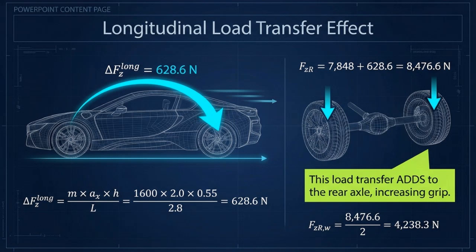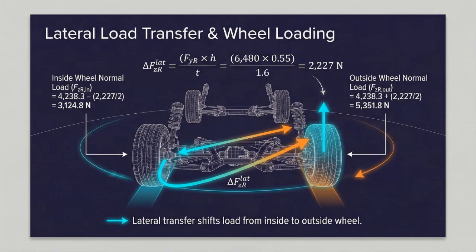This load adds to the rear axle, increasing its normal force, so the rear axle normal load under acceleration becomes 8,476.6 newtons. Before any lateral load transfer occurs, this rear axle load is shared equally. Each rear wheel therefore carries 4,238.3 newtons. Key point is that the longitudinal acceleration increases rear axle grip, allowing the driven wheels to support more traction and cornering force before reaching the friction limit.